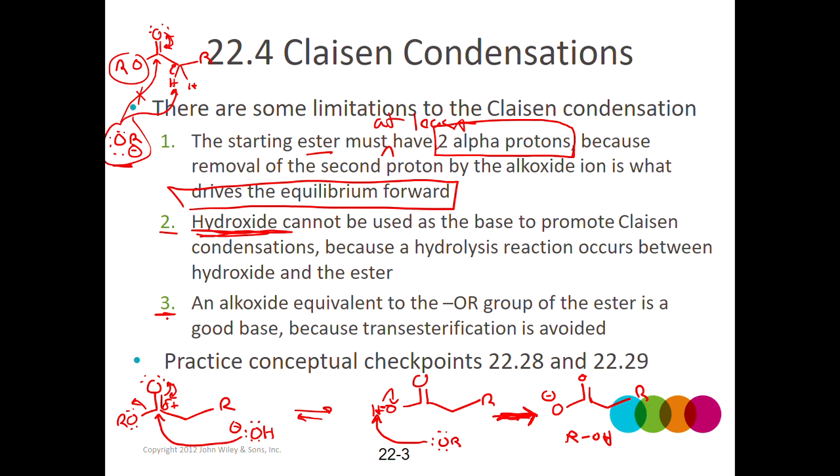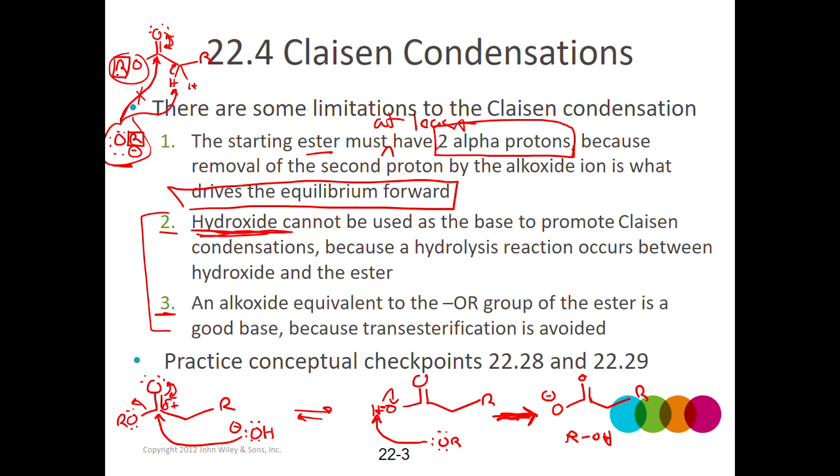And then limitation number 3 is similar to 2. It has to do with the same type of issue. And that is just whatever OR group we have here on the ester, whatever this R group is, we want to use the same R group on our base. That way, if it does come in here and replace the other group, there's no difference because the R groups are identical, right? If you want to have an ethyl group here, you wouldn't want a propyl group on your base, because then the O with the propyl will end up replacing the O with the ethyl sometimes, and you'll get a mixture of products. Some of the products will have an ethyl here, some will have a propyl.